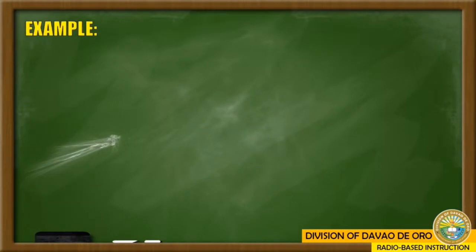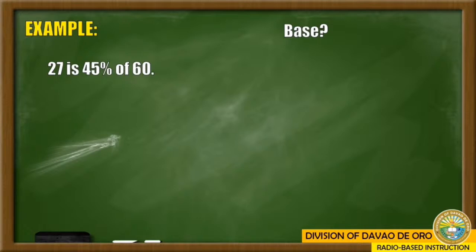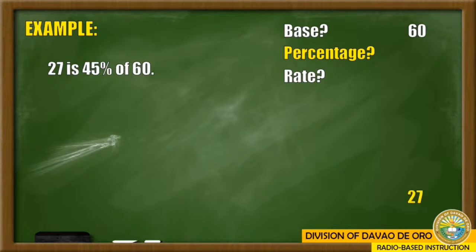Okay, let's have an example. 27 is 45% of 60. I repeat, 27 is 45% of 60. So we are looking for the percentage, so the value of base, percentage, and rate. What is our base? Very good, 60. Our percentage is 27. Our rate is 45%. Actually, it is very important to identify first the base and the rate in solving the percentage.